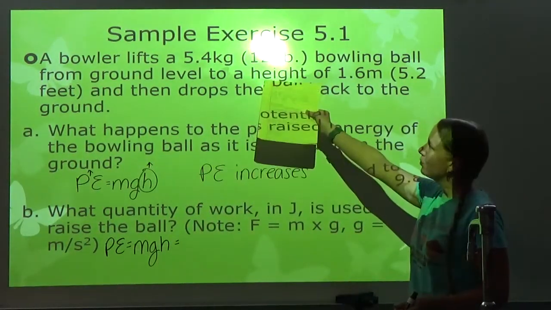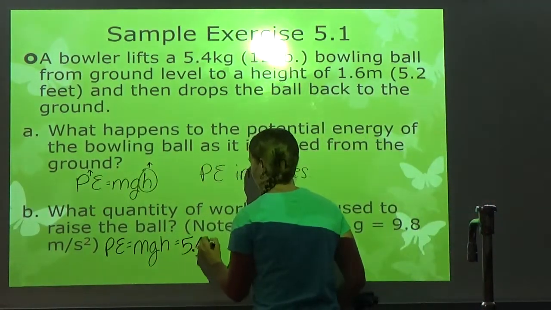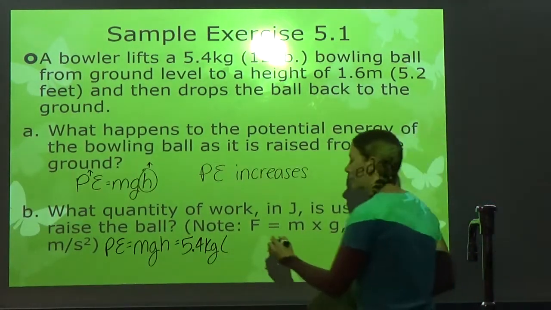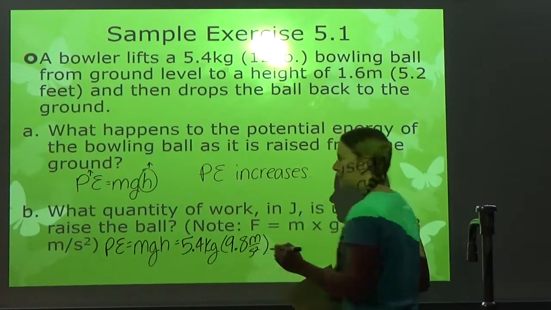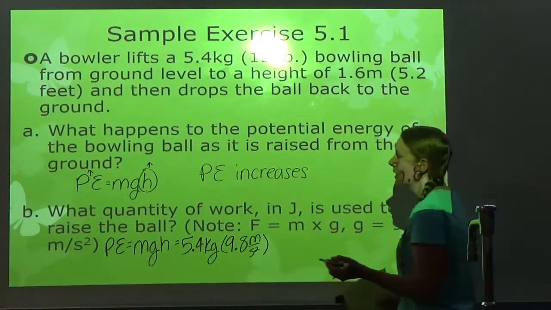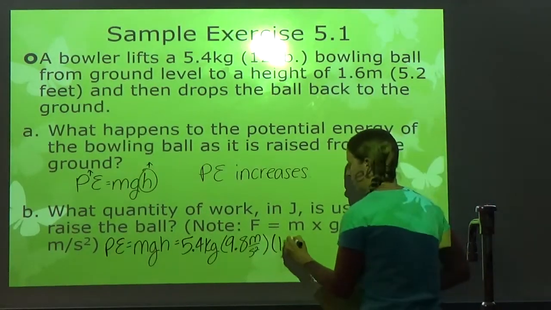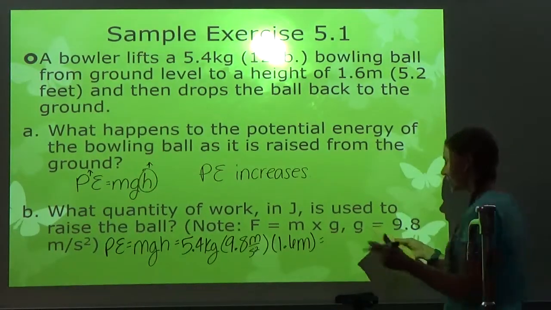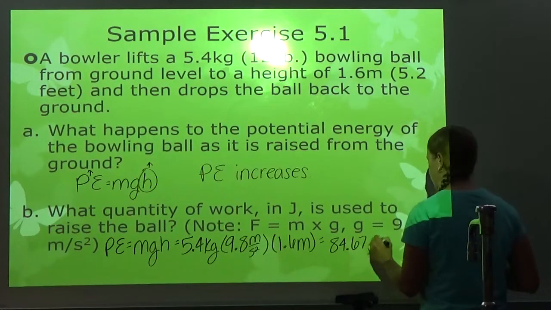My mass is 5.4 kilograms. My gravity, they told me in my hint, is 9.8 meters per second squared. Even though it probably won't show up on the AP exam, that's a good number to know. Then it told me the height. It said it's 1.6 meters. So once I multiply all three numbers, I get 84.67 joules.